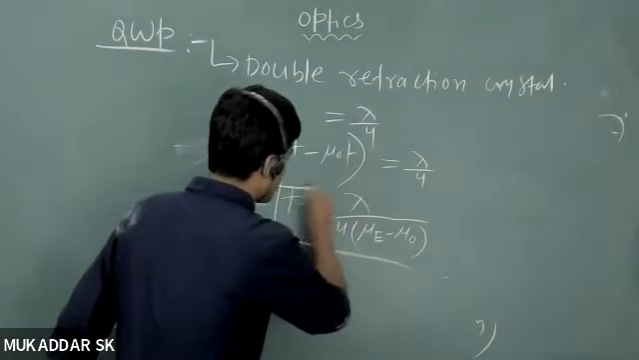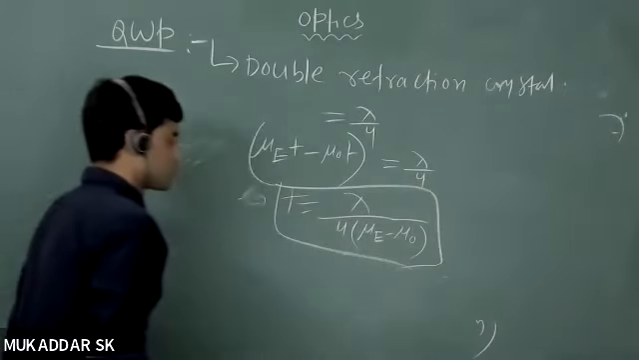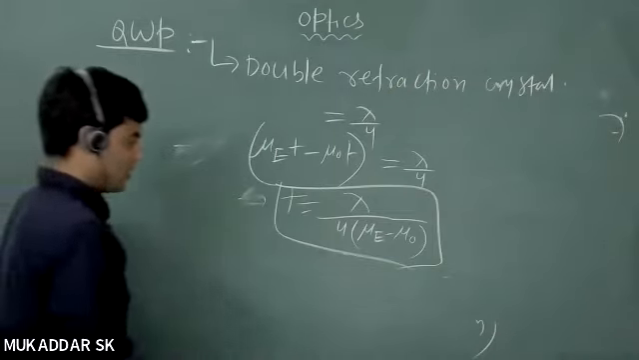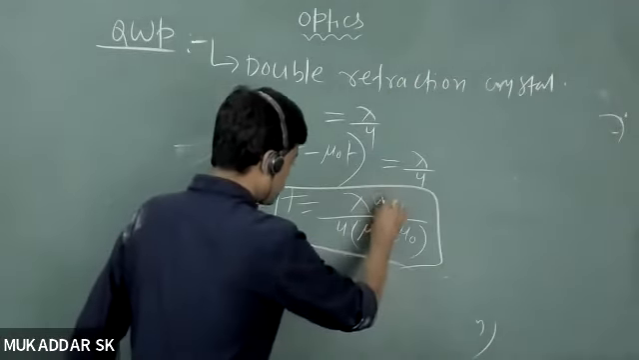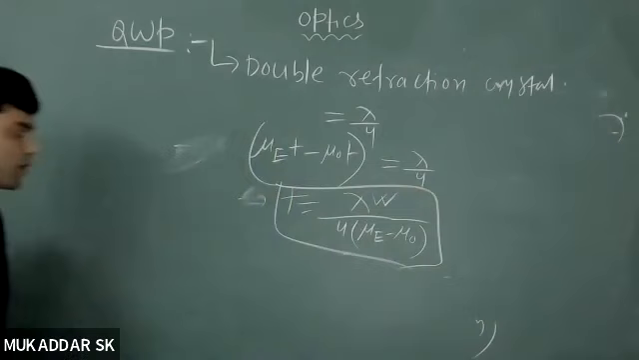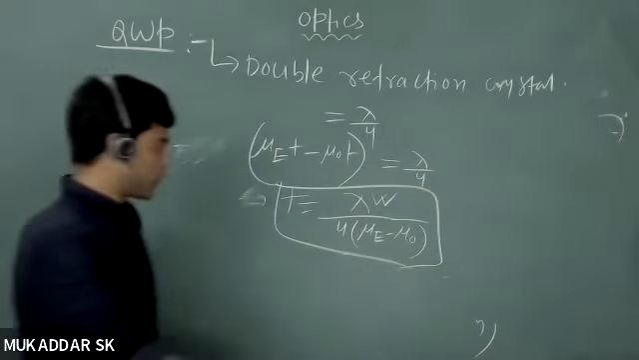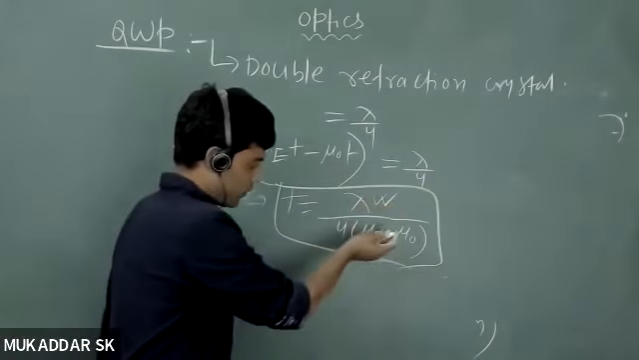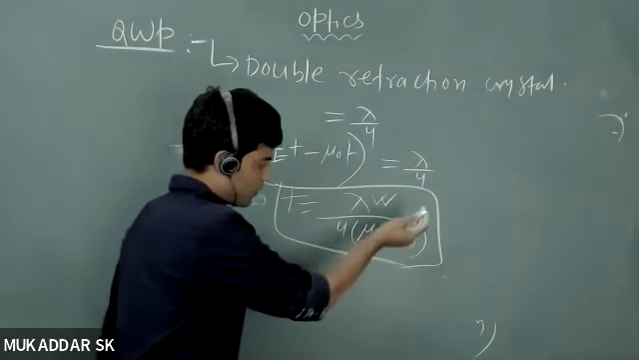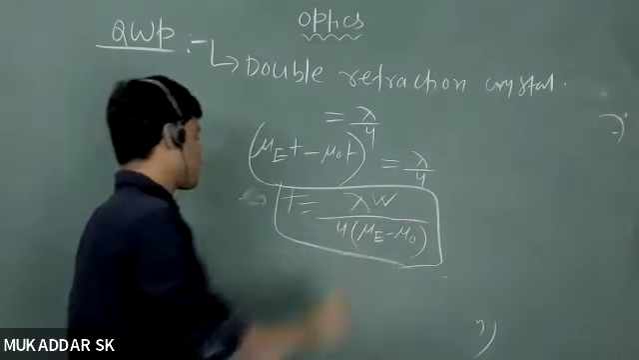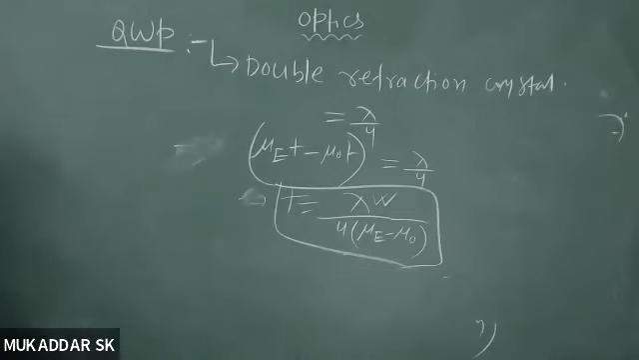So this is also an important equation. In the exam, lambda is the wavelength of light. They will provide you the wavelength of light, the refractive index for the E ray, and the refractive index for the O ray, and they may ask what will be the thickness of the quarter wave plate. So thickness T equals lambda by 4 into mu E minus mu O.